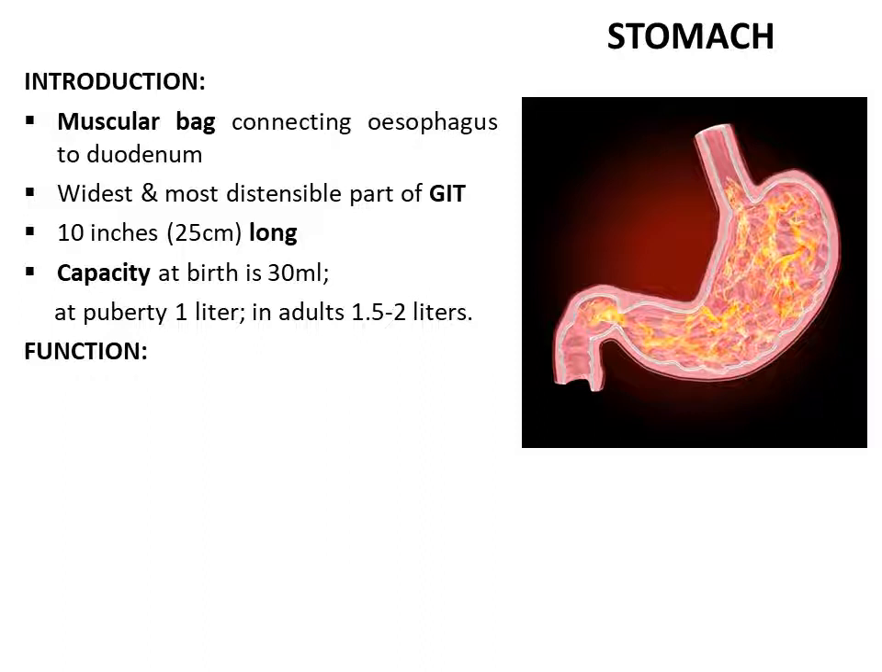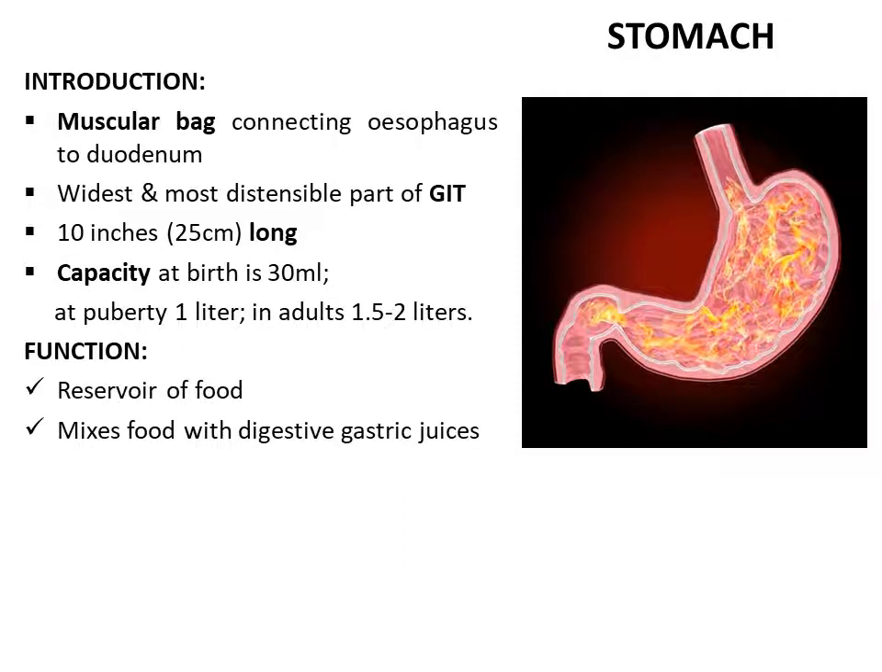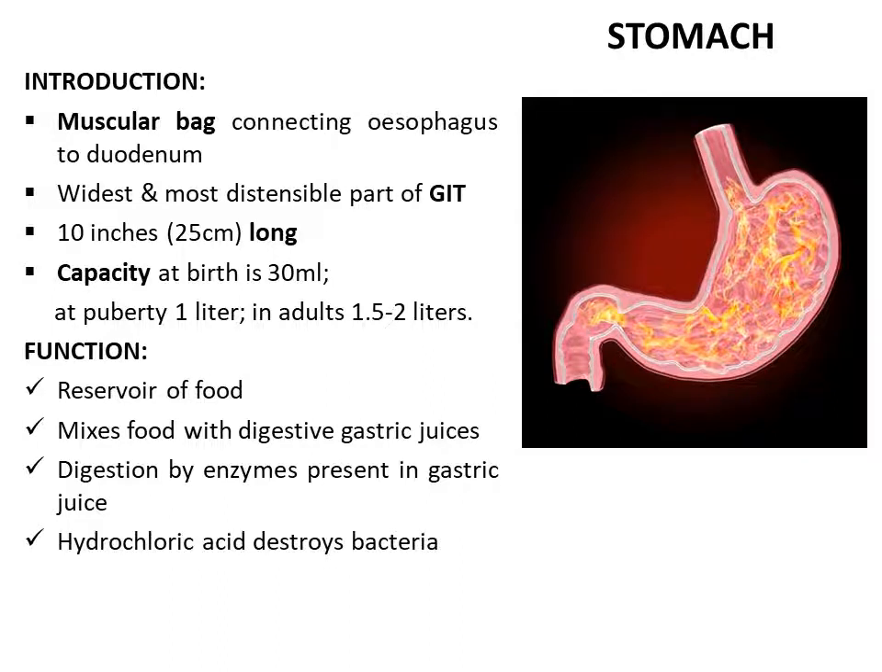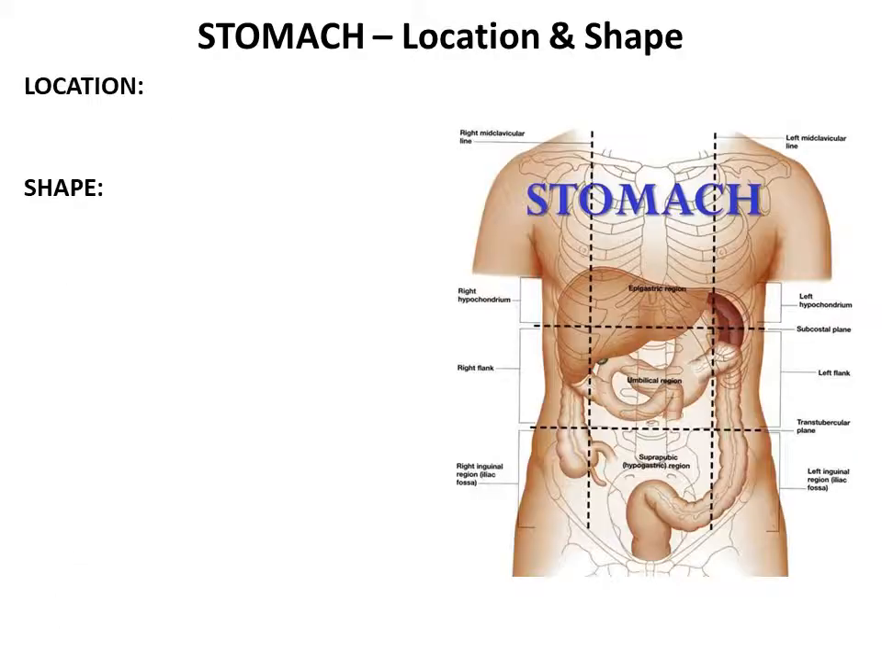The functions of stomach are: it acts as a reservoir or a storehouse for food. It mixes the food with the digestive gastric juices, and the enzymes present in the gastric juices help in digestion. The hydrochloric acid produced by the gastric glands destroys the bacteria present in the food, and the intrinsic factor produced by the gastric glands helps in the absorption of vitamin B12 in the small intestine.